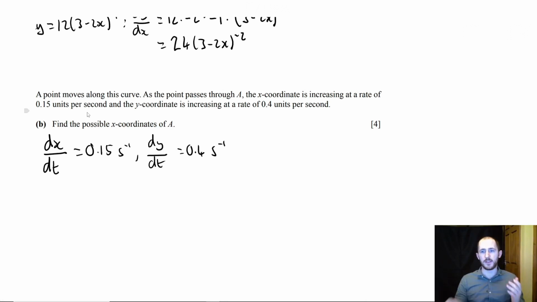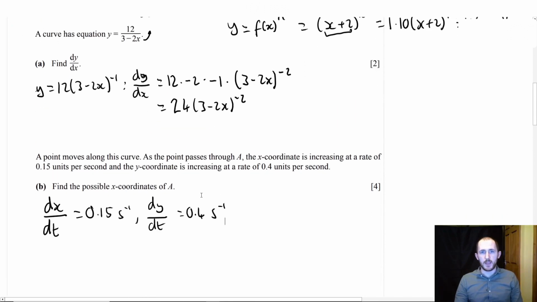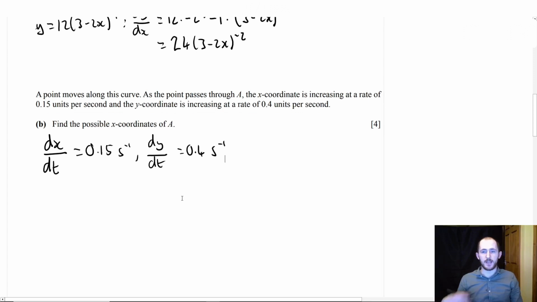Now, it says find the possible x coordinates of A. Now we only have dy by dx. Here's where things get a bit funky, and you probably won't know to do this unless you've already done it before. I want dy by dx because that will give me an equation I can solve. So how can I manipulate these two fractions to give me dy by dx?